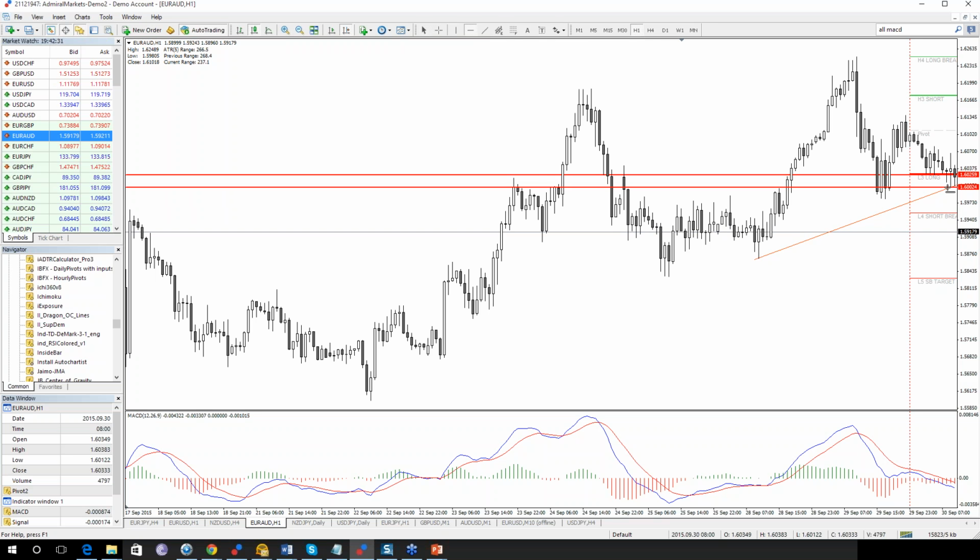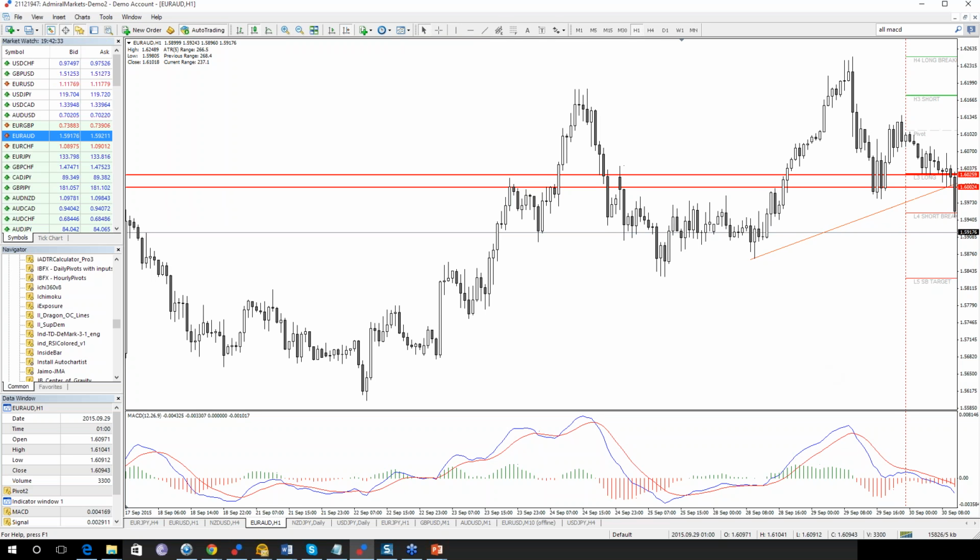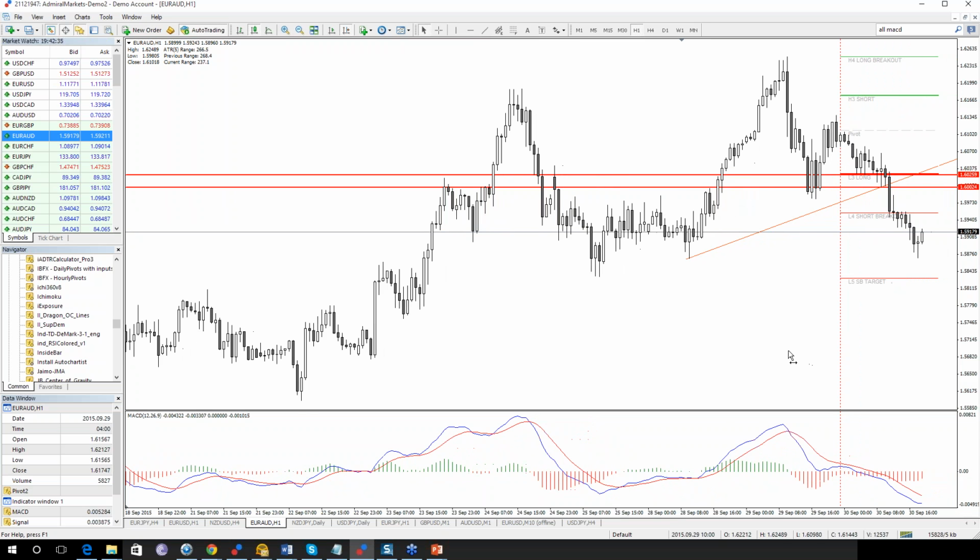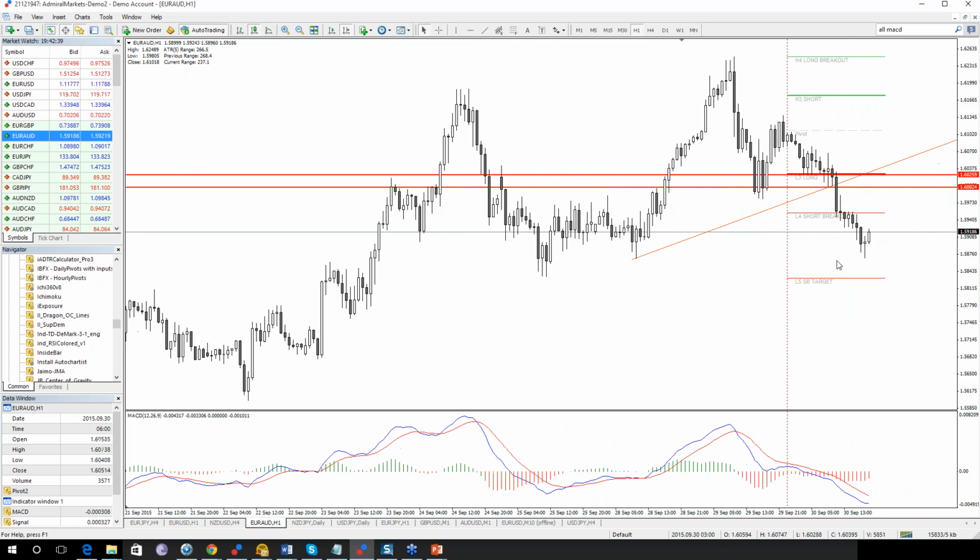Your zone is here, right? Look at the reaction. Straight drop without a retest. So the next touch of the zone, which is basically 20 pips, 60.05 to 60.25, should probably give you another sell opportunity.